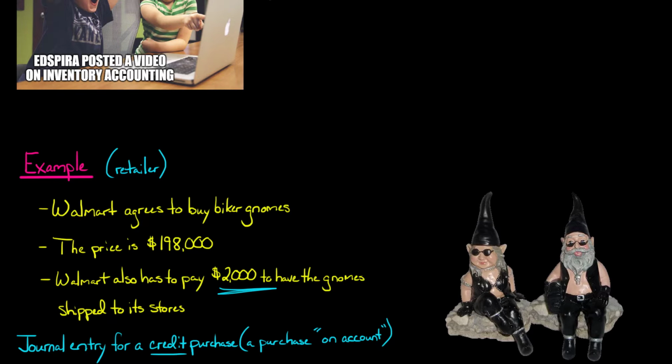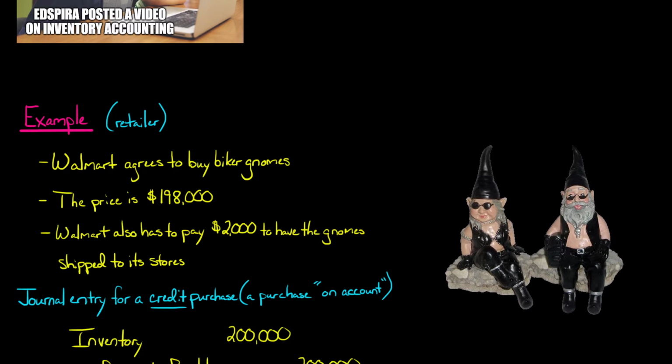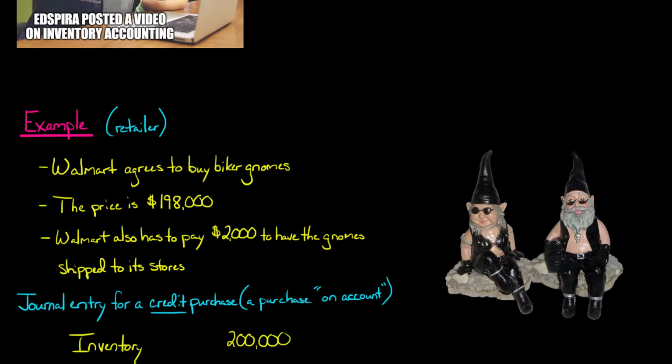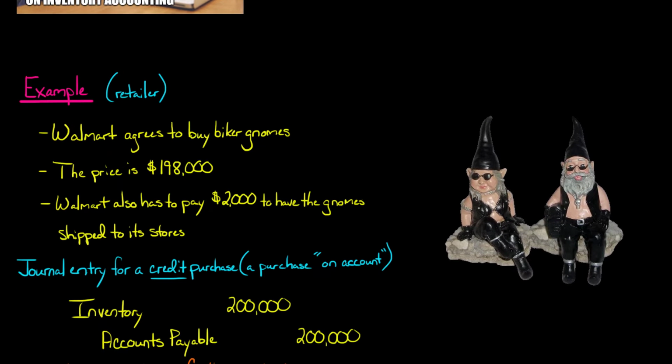So the total cost of this inventory, the total amount that's going to go on the balance sheet initially for Walmart, is going to be $200,000. We've got the $198,000 price of the gnomes plus the $2,000 of freight in. So we've got $200,000. Now let's assume that Walmart purchases the inventory on account, which means that they are not paying cash up front for the inventory. They're telling the supplier, hey, bill us for these gnomes later. We'll pay you at a later point in time.